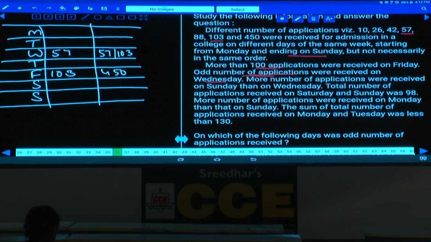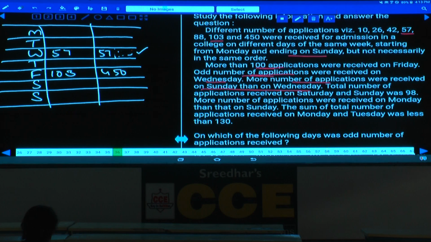And more number of applications were received on Sunday than on Wednesday. Sunday is more than Wednesday. Now 103 and 450, they are the bigger numbers completed. Now here it cannot be 103, isn't it? Why? Because if it is 103, on Sunday it must be more than 103, which is not possible, isn't it? Hence it cannot be 103 here, hence it must be 57 only.